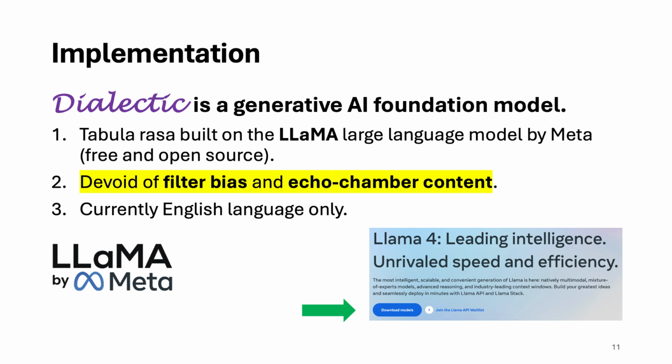Dialectic, the program, is a generative AI foundation model. Unlike ChatGPT and other AIs you might have heard of, it is built on Meta's free and open source system called LLaMa. LLaMa is used to implement DIY large language models. One advantage to using virginal, tabula rasa systems like LLaMa is that they are not trained on all the garbage out there on the internet.